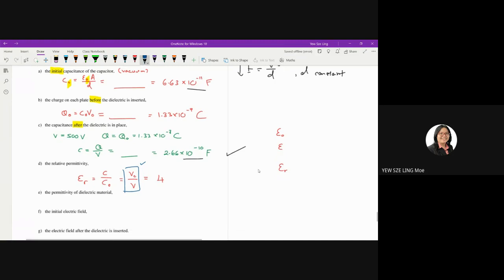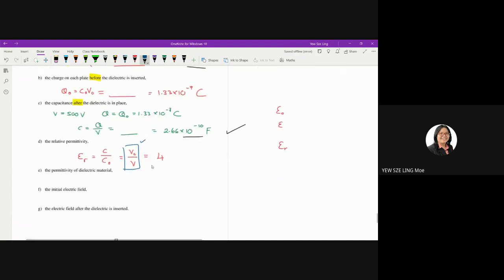If you are afraid that you make any mistake, if you don't know whether you should use V0 over V or Q0 over Q, then you stick to the first one. This one is always correct in any situation. So epsilon R equals C over C0 equals 4. The next question asks you to calculate the permittivity of the dielectric material.